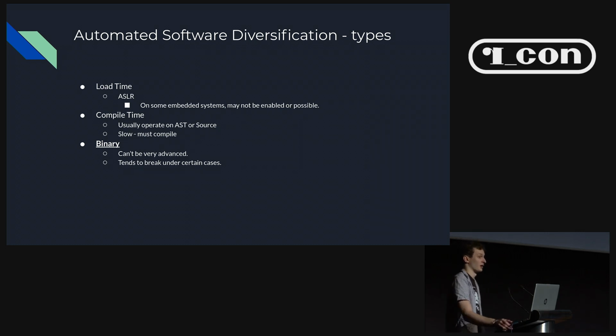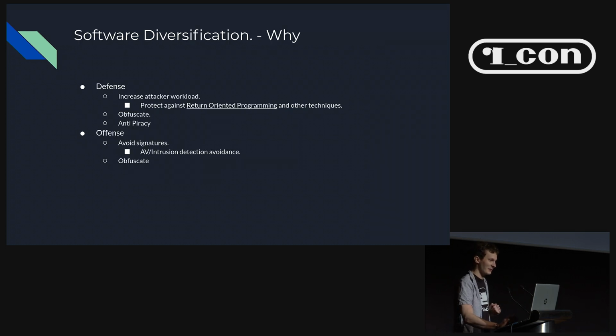You can have software diversification at compile time, which will actually change the source code before it compiles to generate different binaries. This requires the source code to be there in order to work, and it usually is kind of slow, so not great. There's also binary, which is operating on the binary files themselves, but usually it can't be very advanced or else it'll break things. We're going to be doing binary software diversification, and we may break things, so warning.